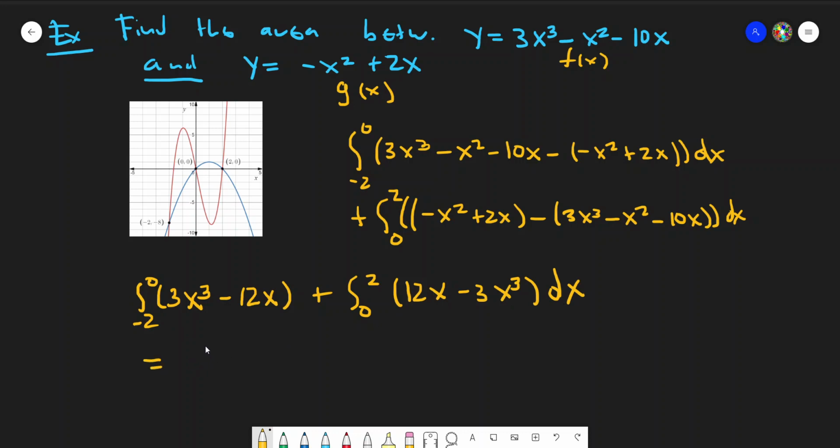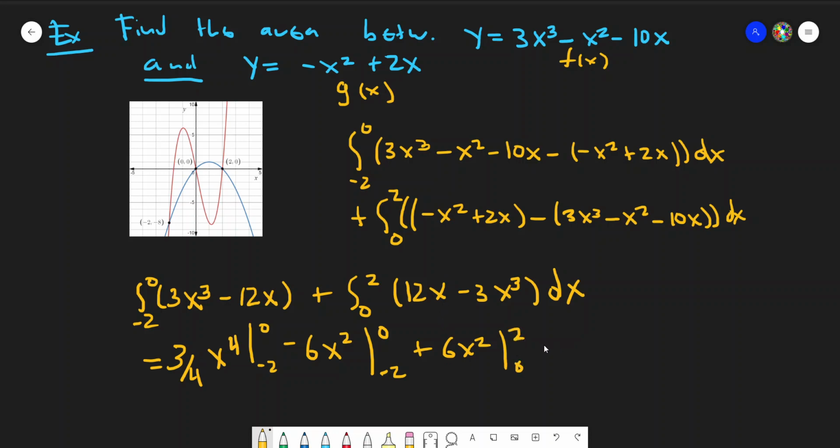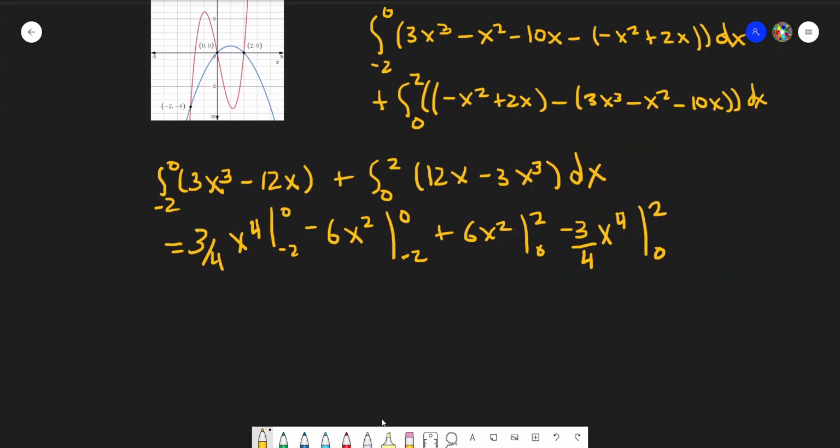So we use the antiderivative rule, so this will be 3/4 x to the 4th, evaluated from -2 to 0, minus 6x squared, evaluated from -2 to 0, plus, well, this is not too bad because you just add 1 to the power and divide by the same thing, which is going to be 6x squared from 0 to 2. And similarly, it's minus 3/4 x to the 4th, from 0 to 2. Now the main thing is that we need to evaluate these and see what we get.